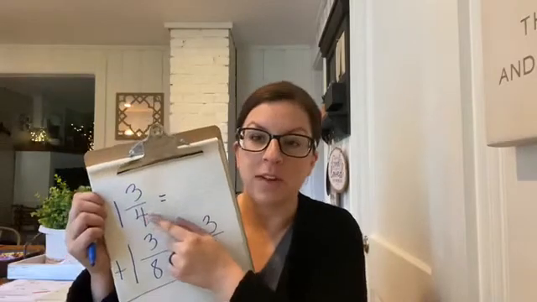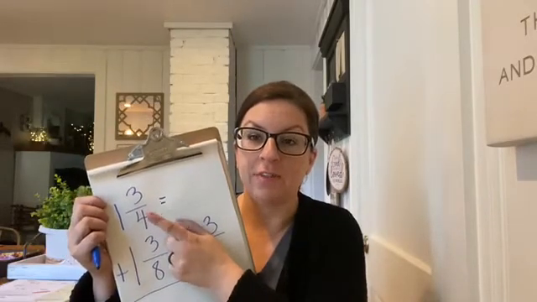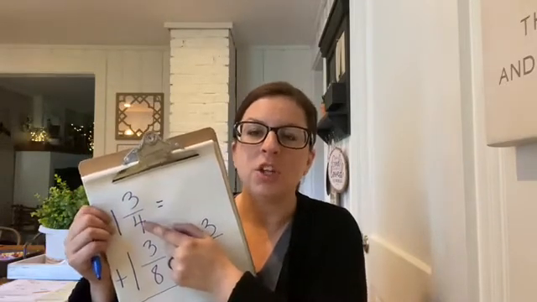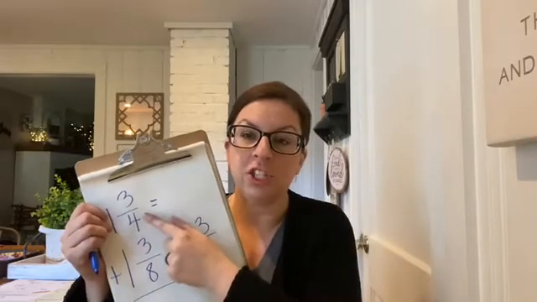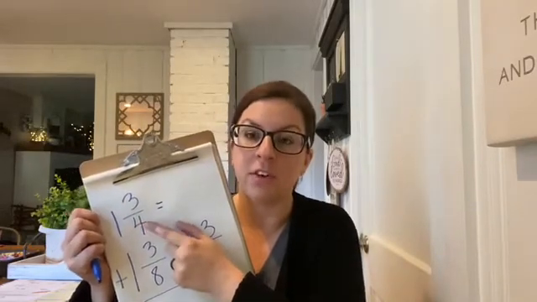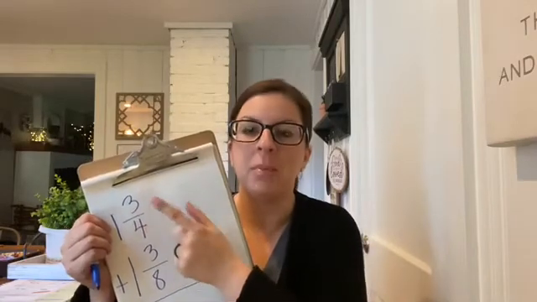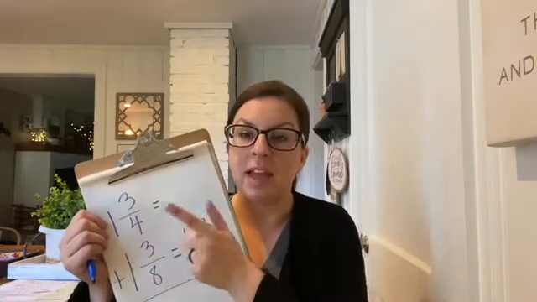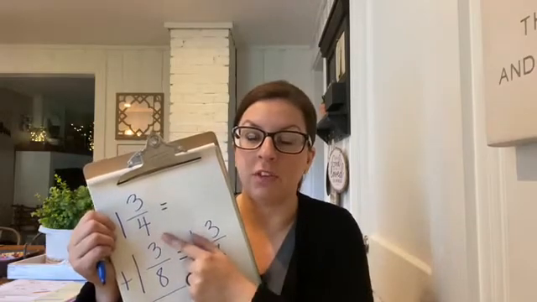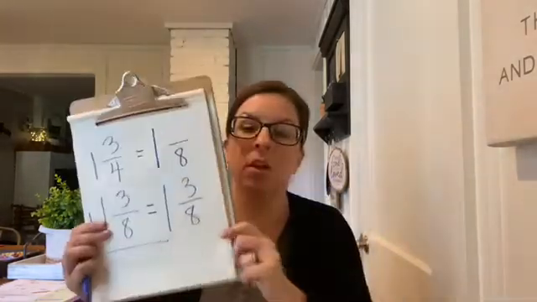Okay, so now we have to turn 3/4 into 8s. So how do we do that without changing the value of the fraction? You always have to do the same thing to the top that you did to the bottom. And that is the only way that it's going to be an equivalent fraction. Okay, so let's move the 1 over here, and we're going to put the denominator as 8, okay?